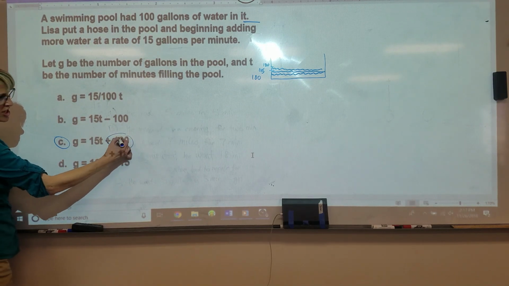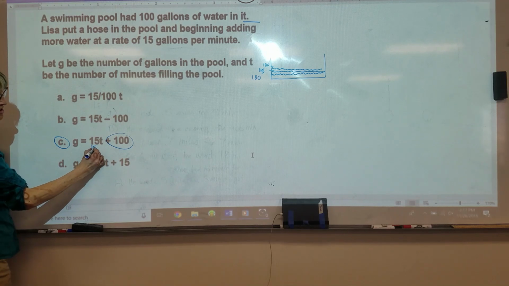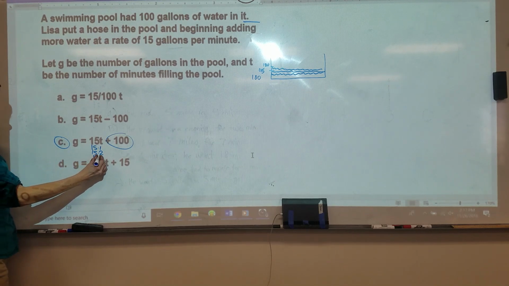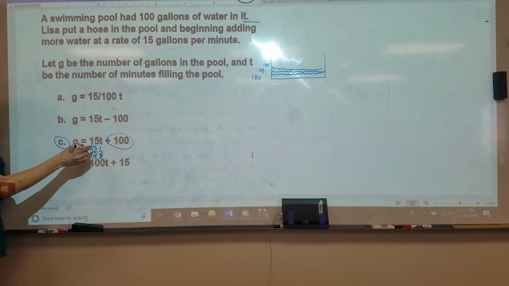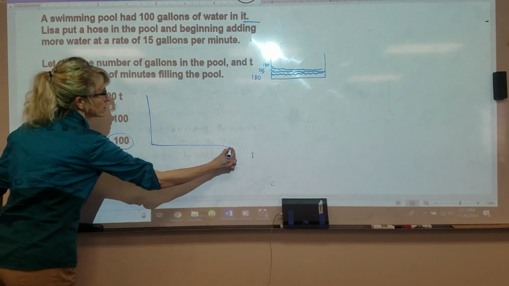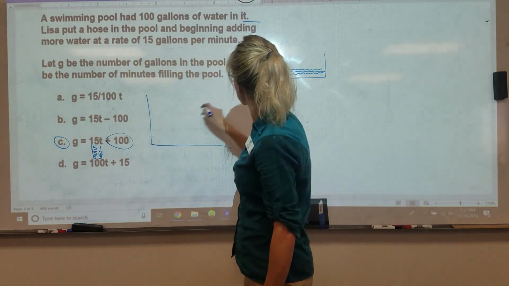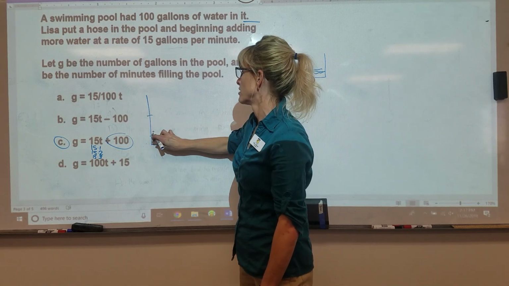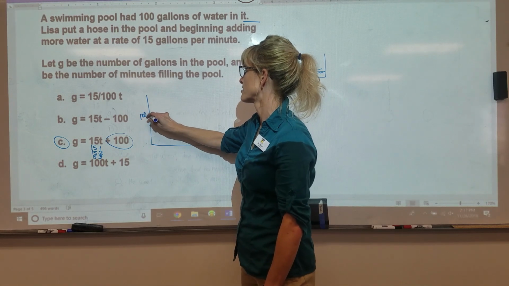I start with 100. That's an initial amount. And then I go 15 times 1 minute. That would give me my 15. 15 times 2 minutes. That would give me my 30. 15 times 3 minutes, that'd give me my 45, and that would end up working if I graphed it. My starting amount for my pool, I would start at 100 gallons. I'm gonna make it bigger. I'd start at 100 gallons.